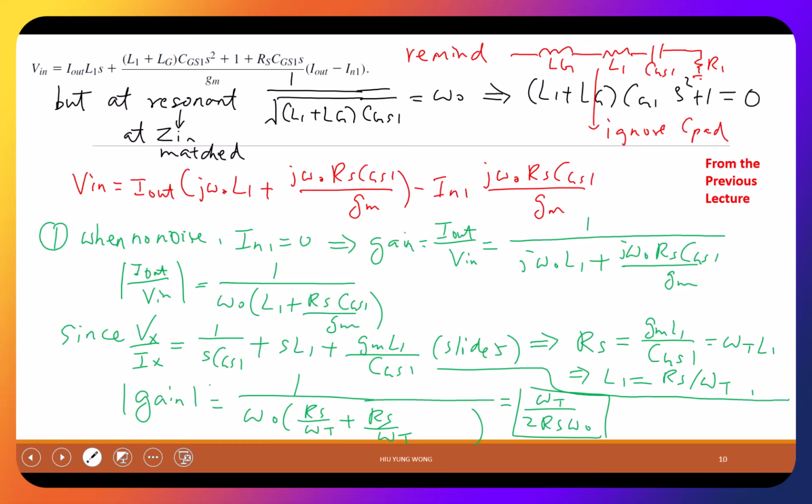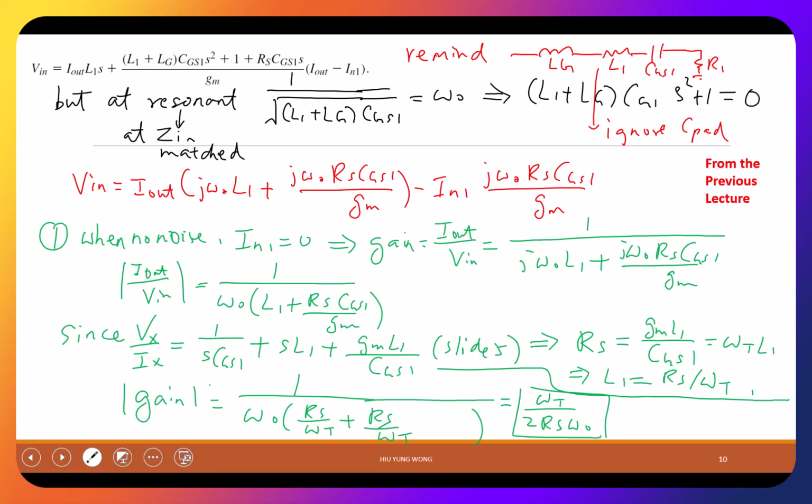Okay, so this gain is pretty large. It's very encouraging because transit frequency usually is much larger than the operating frequency, right? So the gain is very large. That is the hint why this one has a very low noise figure. Okay, so this is the gain.